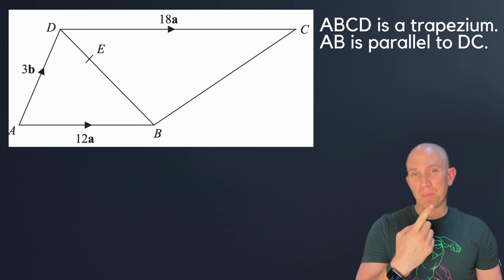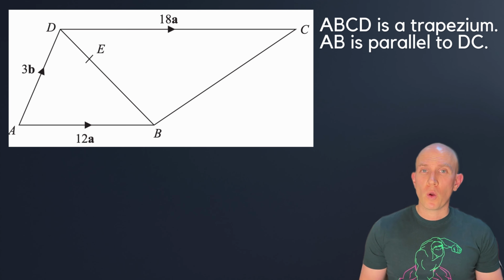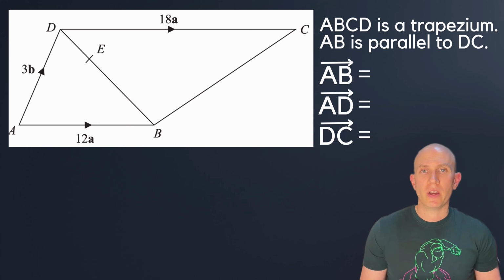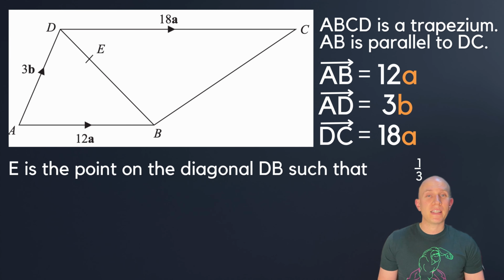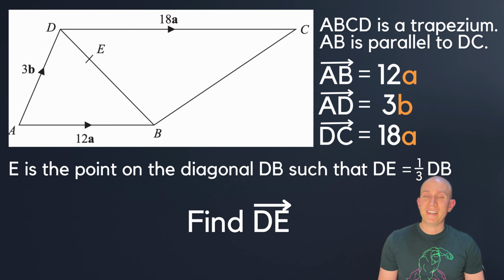That's linked up there. Right, so here we have a trapezium, and there's a whole lot of vectors that have been given to us, and they're actually labeled on the diagram. And then it says E is the point on the line DB, such that DE is 1/3 of DB. It's our job to now find DE.